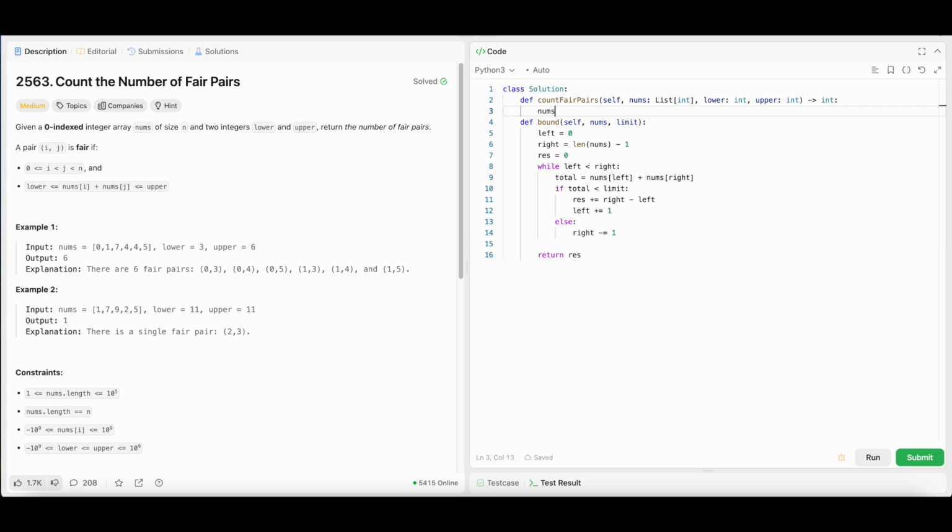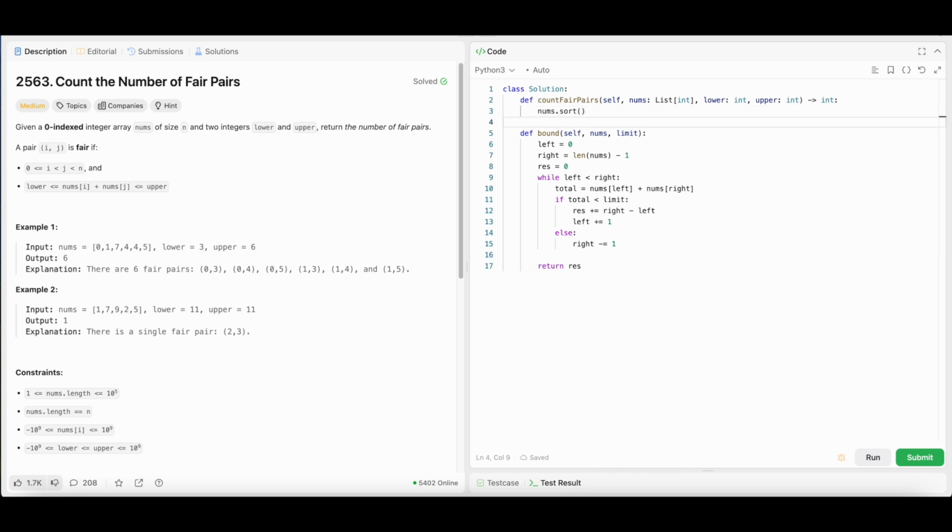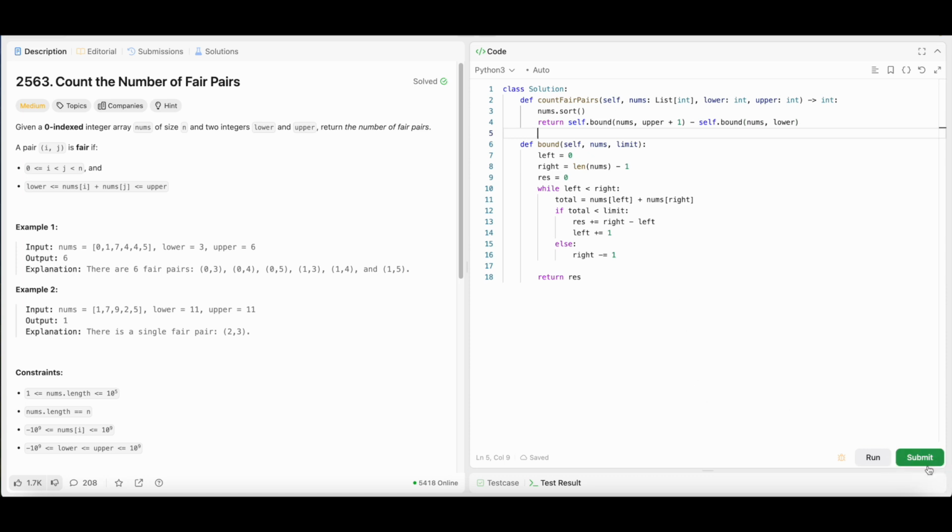So now in the main function, we just sort the nums array, and then we will return self.bound of nums and upper plus 1. We need to do plus 1 because it's less than or equal, not less than. And then we will subtract by the lower bound. So lower, let's see if it works.